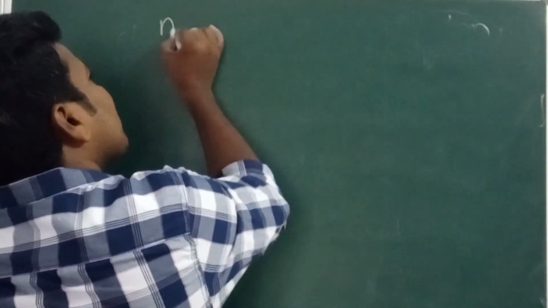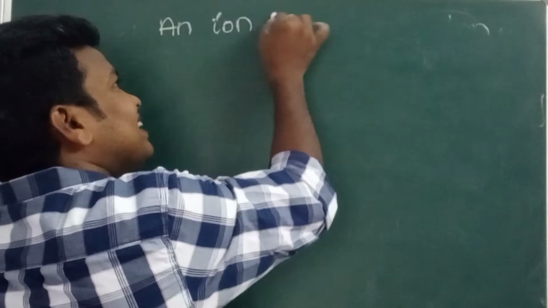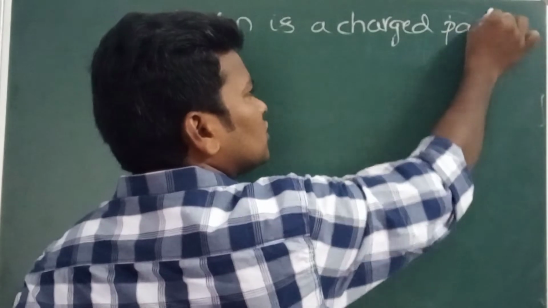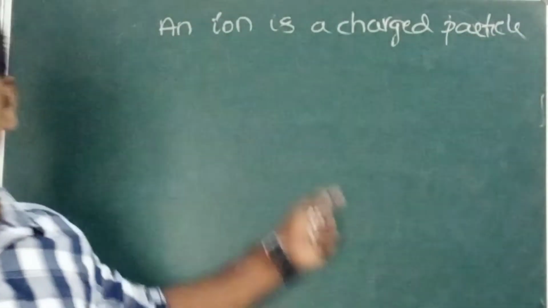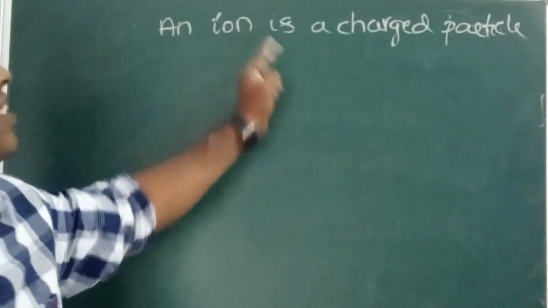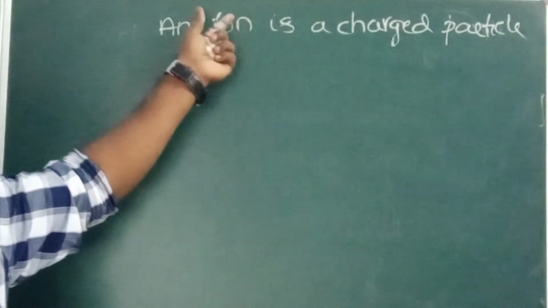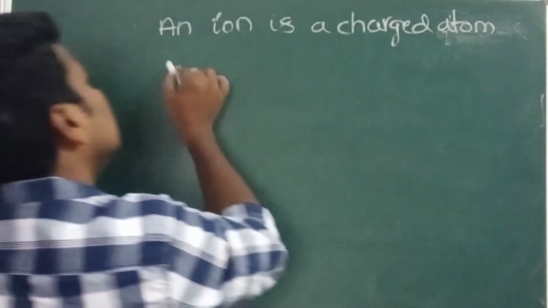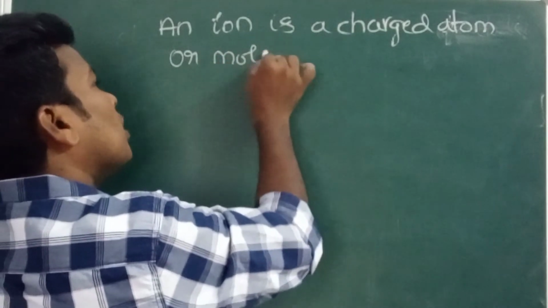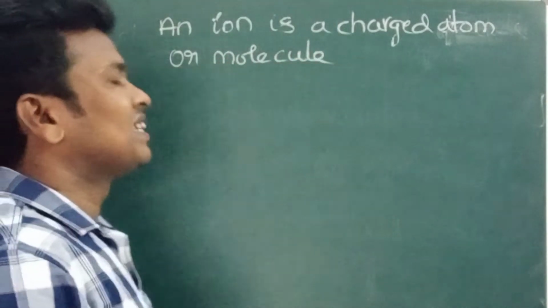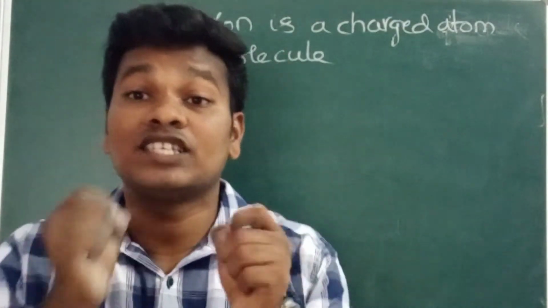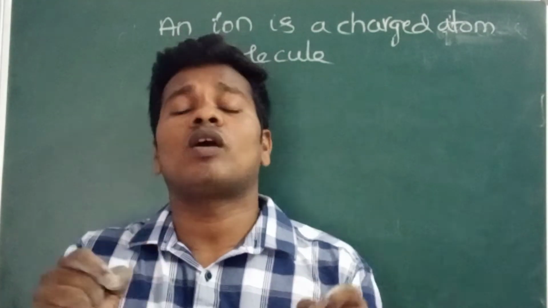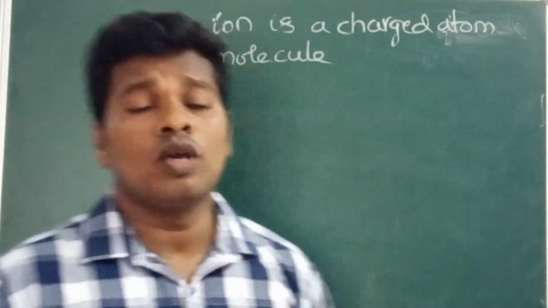Okay, next we are talking about ions. An ion is a charged particle. That means some charge should be there, either positive or negative. An ion is a charged atom or molecule. If a particular atom doesn't have any charge, we call it a neutral atom. If a particular molecule doesn't have any charge, we call it a neutral molecule.